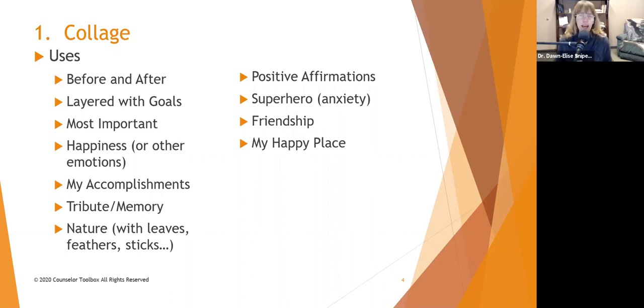They can have a collage that is a tribute or a memory to somebody. If they are grieving, this is a wonderful way for them to put in one place all the things that they remember about this person or this pet or this situation. And it can be a tribute to maybe they're feeling nostalgic about the neighborhood they used to live in before they moved. Okay, so maybe they can make a collage about that.